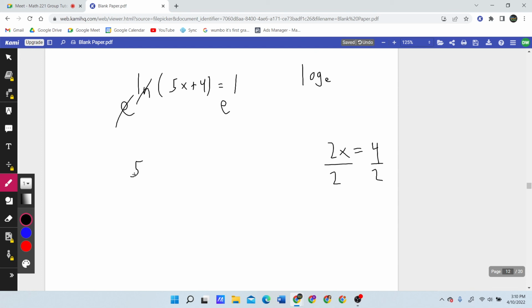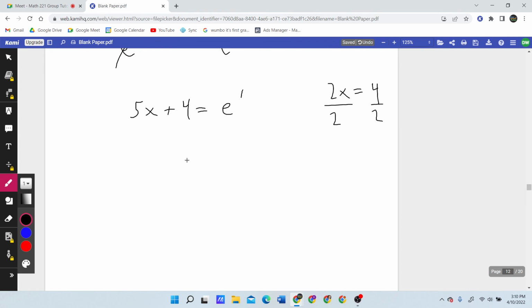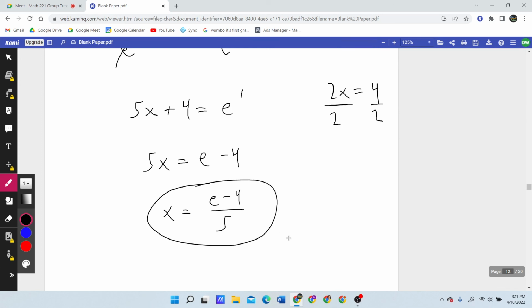I am now left with, on the left side, 5x plus 4. On the right side, I now have e to the first power, which is really just e. I don't have to write the first power. But now to solve for x, I would say 5x equals e minus 4, subtract 4 from both sides, then divide by 5. We'll get x equals e minus 4 divided by 5. That's how I solve for logarithmic equations. Let's look at just one more.